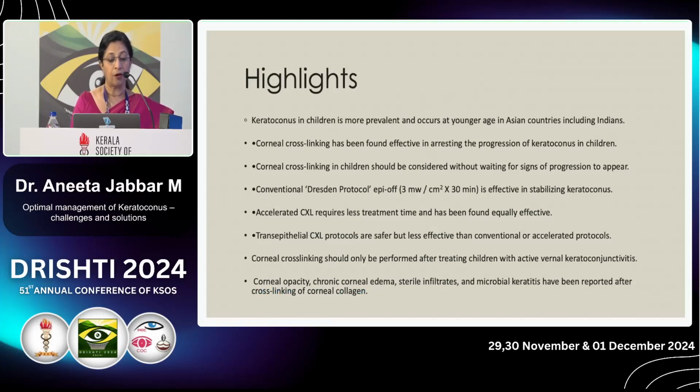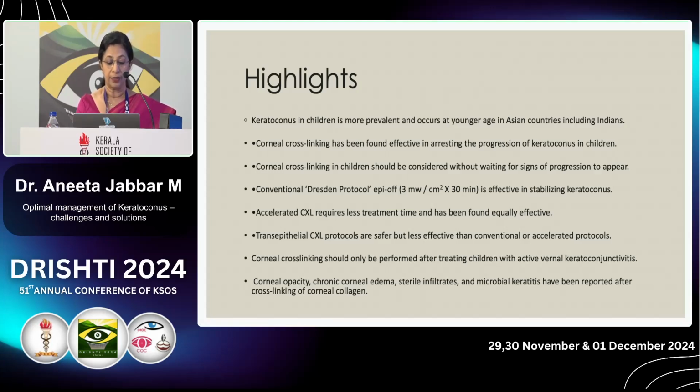Highlights in pediatric keratoconus management are: keratoconus in children is more prevalent and occurs at a younger age in Asian countries including India. Corneal cross-linking has been found effective in arresting the progression of keratoconus in children. So corneal cross-linking should be considered without waiting. Even at the first visit, without documenting progression, you can advise cross-linking. The conventional Dresden protocol is effective in stabilizing keratoconus, but if you want to cut short the time, then accelerated cross-linking is also found to be equally effective.